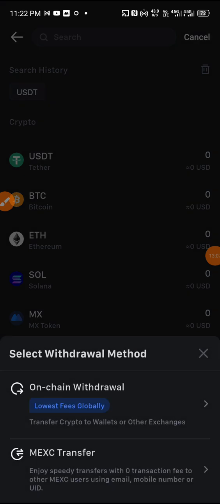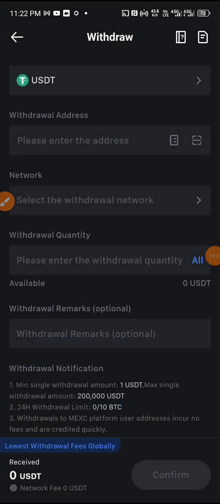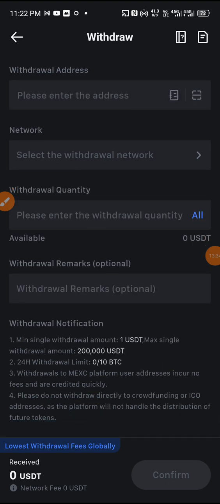You choose what exactly you want to withdraw. All right, USDT, if you're withdrawing USDT globally, it has the lowest fees. Transfer crypto to wallets or other exchanges. You can come to this place as usual, click on confirm, choose your network, which is TRX, choose your withdrawal quantity, and withdrawal remarks. It's optional. You can withdraw from 1 USDT, with a maximum withdrawal amount of 200,000 USDT.